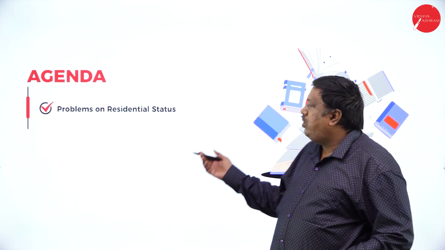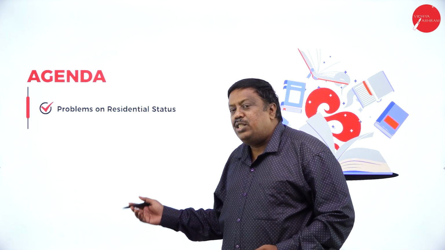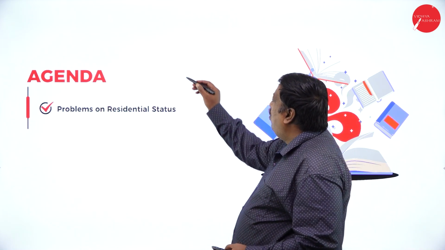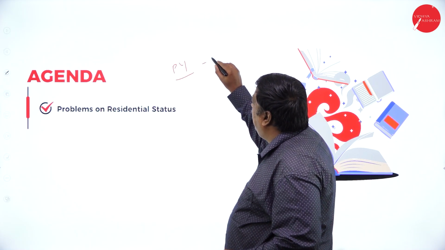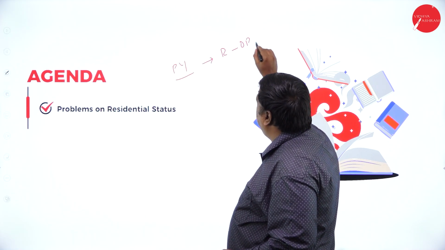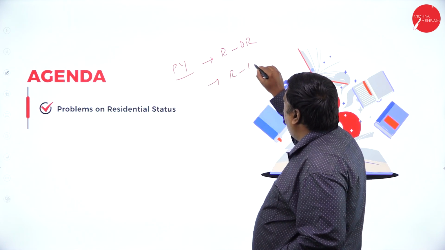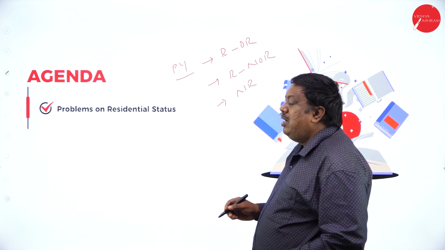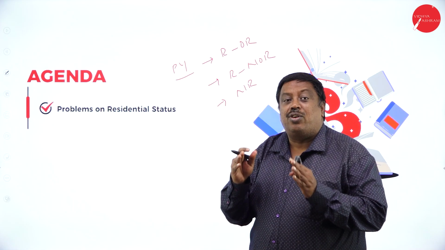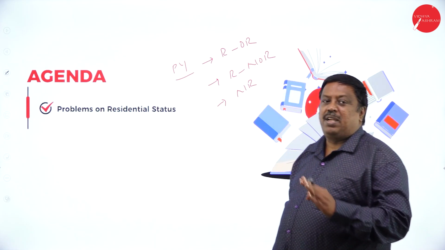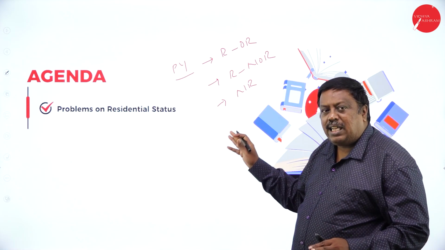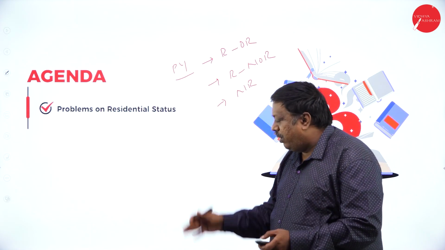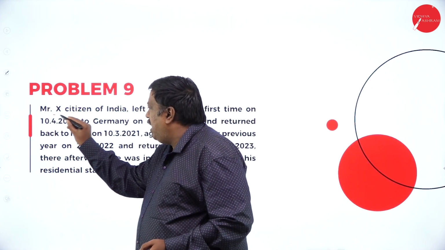Today's session, we are going to solve certain problems to determine the residential status of an individual for the previous year, whether he is a resident and ordinary resident, resident but not ordinary resident, or non-resident, for the purpose of income tax only and not for any citizenship. So only for the purpose of paying tax, we are going to identify the residential status of an individual. I'm Mr. X, a citizen of India.